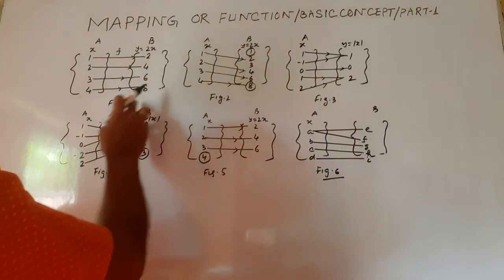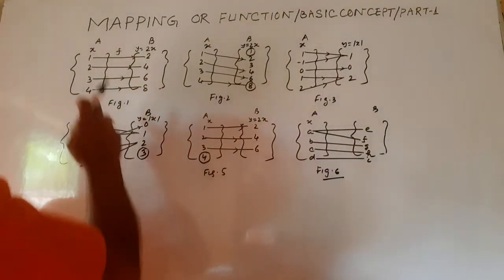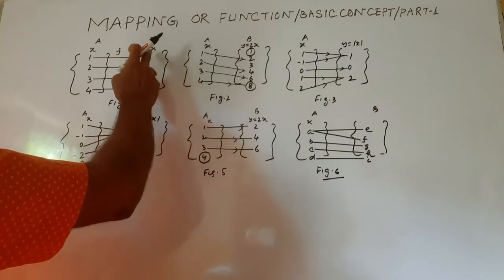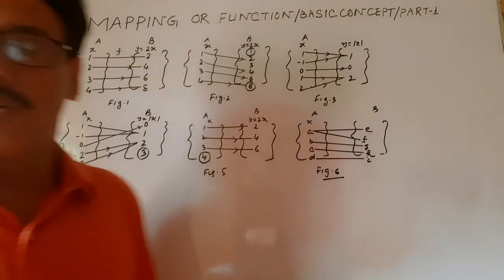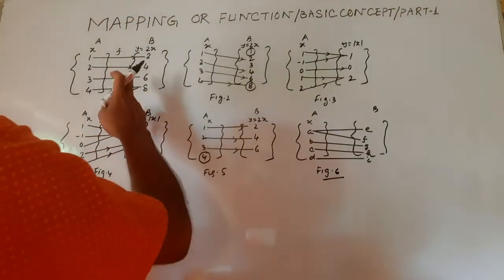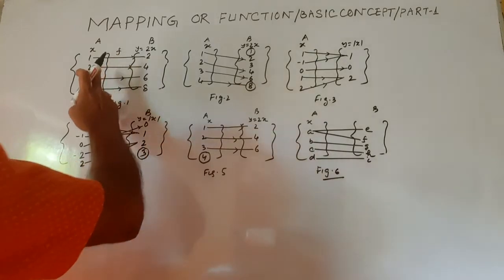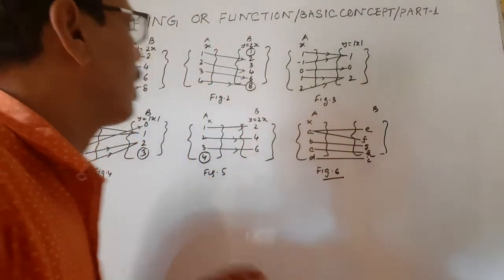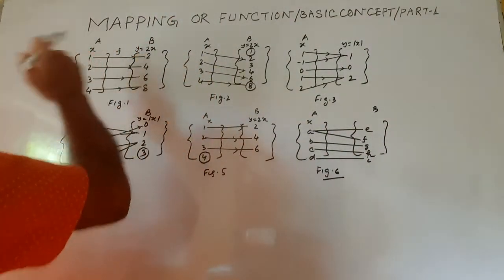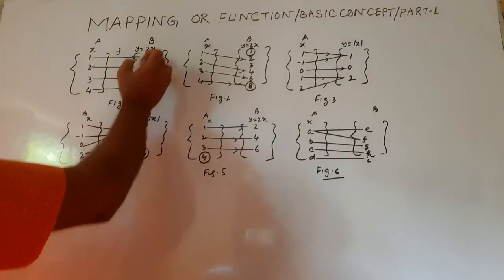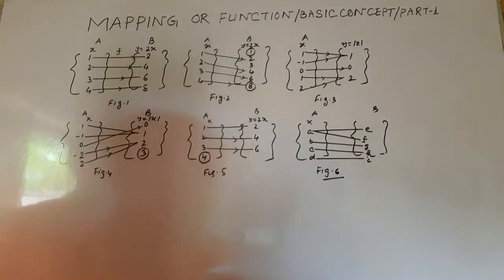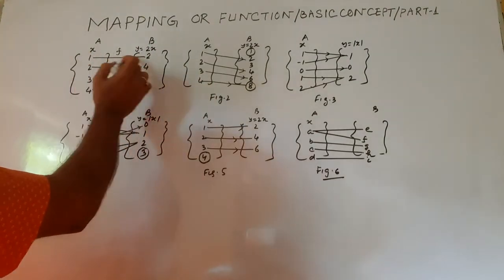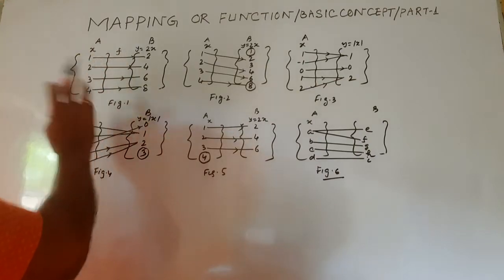So, look, in figure 1, this is set A, having elements 1, 2, 3, 4, and set B, having elements 2, 4, 6, 8. Look, we can relate elements of A, a rule by which we can get elements of B from A. Look, 1, 2, 3, 4. Elements of B, 2, 4, 6, 8. So, what is the rule of getting elements of B from A? Look, it is 2 times that of A.